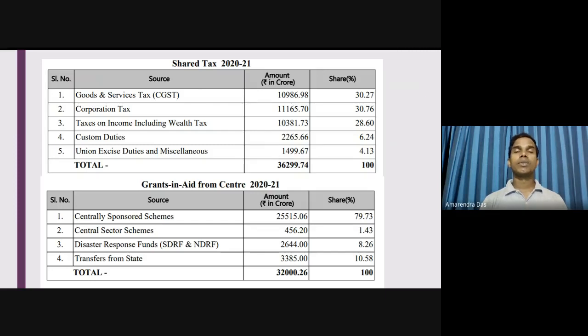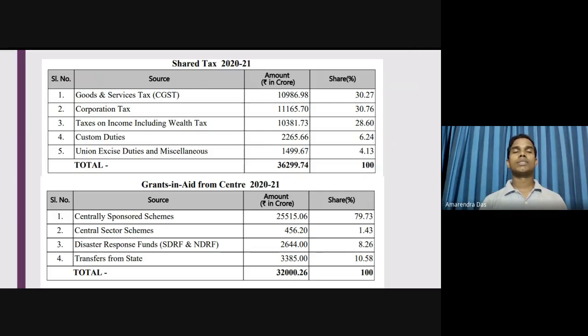I can give the example that the 15th Finance Commission has decided that if 100 rupees is collected, then out of that 41 rupees will be distributed among all the states. Now, again, how to distribute that 41 rupees among the states, there is a different formula based on the population, geographical area, forest cover, and so on. Based on that, every state gets a share out of it.